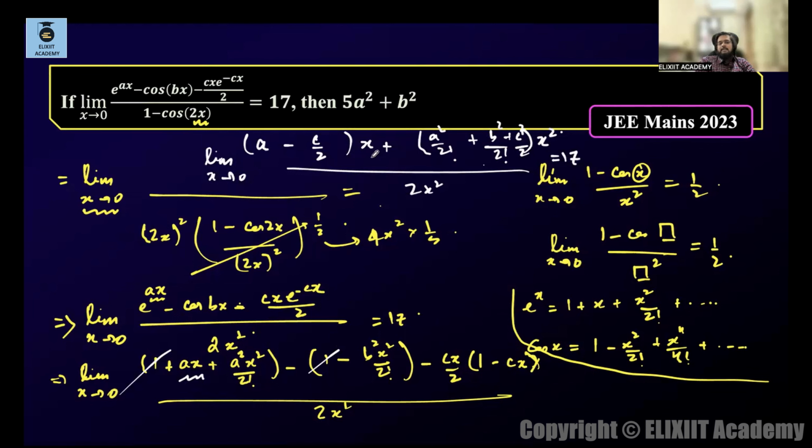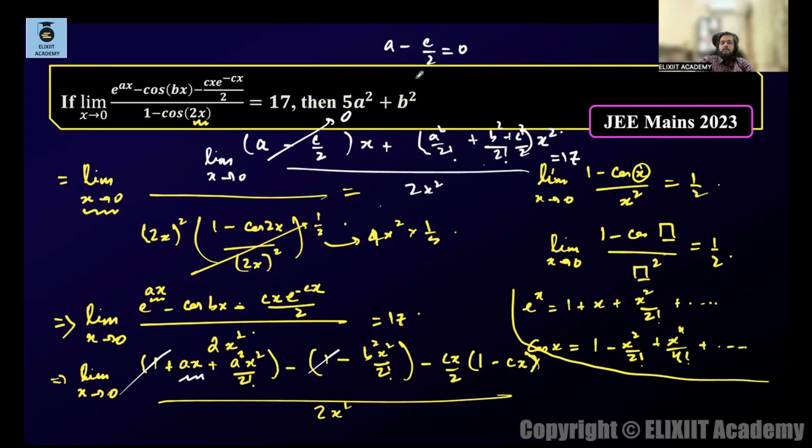The same logic: x upon x square, with x tending to 0, this will become something by x, which will tend to infinity. So definitely this cannot be accepted. So a minus c by 2 has to be 0. So one relation we are obtaining: a minus c by 2 has to be 0. Otherwise, the answer will not be a finite quantity. On the right hand side, the answer is 17, so the answer won't be 17 if this is not 0. This has to be 0 for this to be a finite quantity.